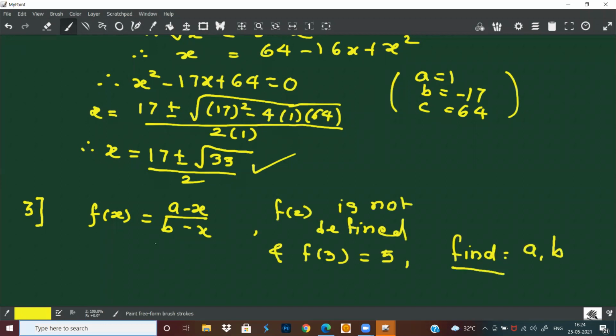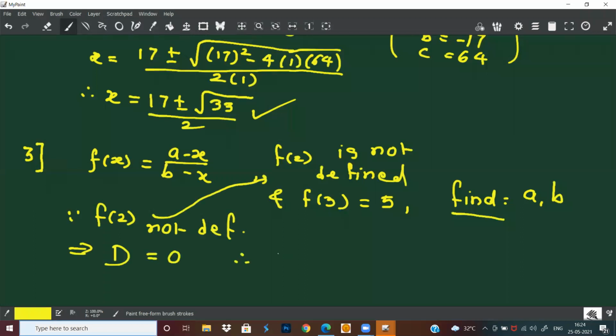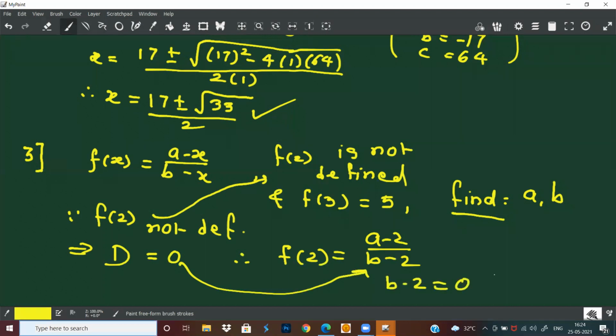See here now. F of x is given to you. Since f of 2 is not defined, implies that denominator should be 0. So पहले लिखते हैं हम लोग f of 2. a minus 2 upon b minus 2. x के जगह 2. a and b को हाथ नहीं लगाना है. So उसका denominator है b minus 2. So b minus 2, it's 0. So you get the value of b. All of you clear?